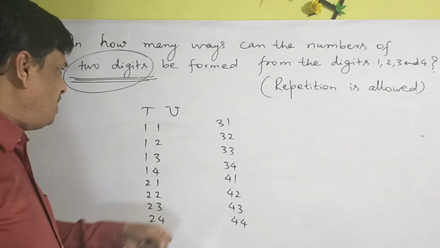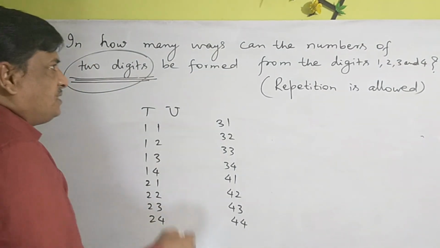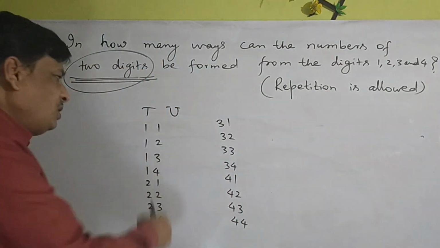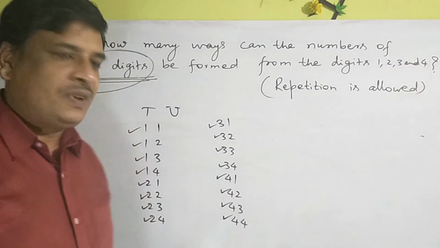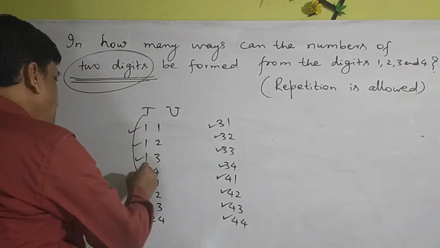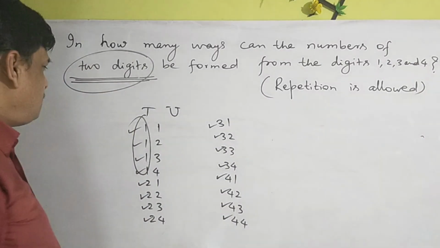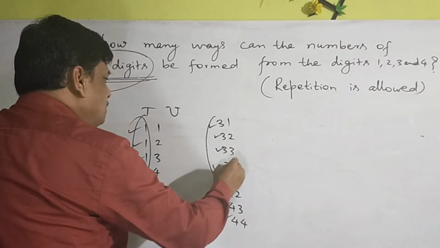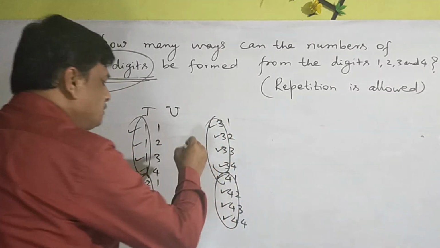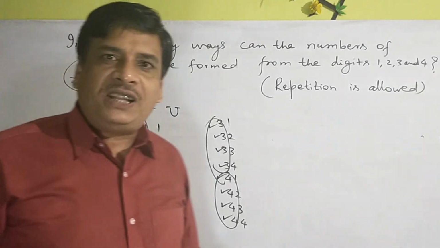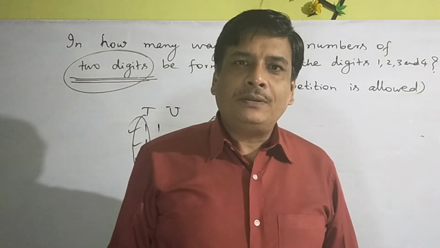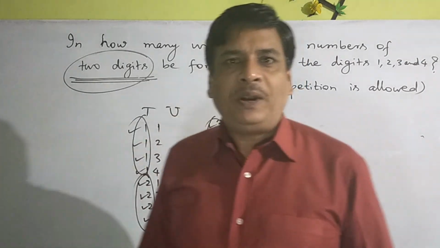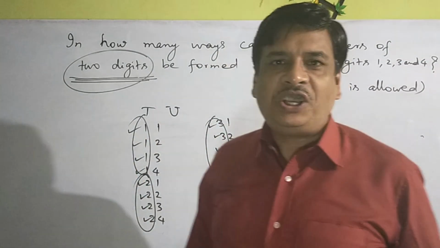We are forming these numbers by taking the digits 1, 2, 3 and 4. When we count these all, total 16. Tens place is filled up in 4 ways, 1 or 2 or 3 or 4. Similarly, units place has also been filled up by 4 ways. One after another, these two places are filled up to form the numbers of 2 digits.